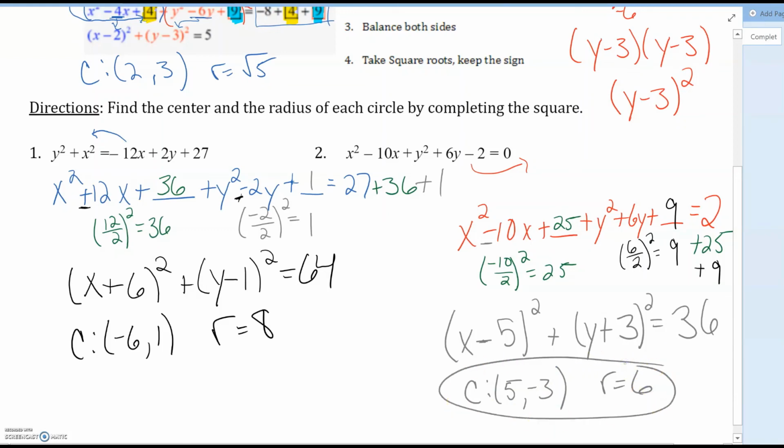Okay, that should be able to get you through the first part on completing the square. I do expect you to finish those, and I will then post the answers to that online as well.